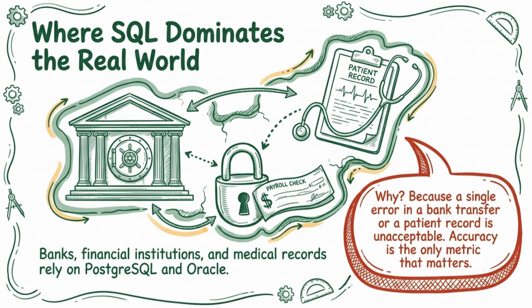Where SQL dominates the real world. When does SQL win? Every time accuracy is the only metric that matters. Banks, financial institutions, and hospitals worldwide rely on PostgreSQL and Oracle for exactly this reason. A single error on a bank transfer is unacceptable. A corrupted patient record is dangerous. In these environments, ACID compliance is not optional. It is the entire foundation.